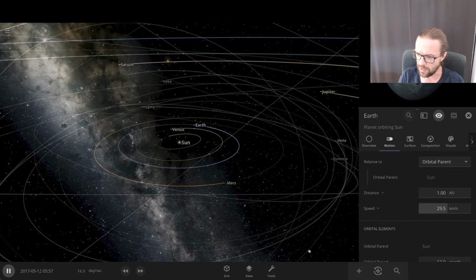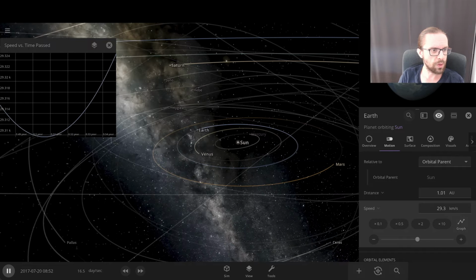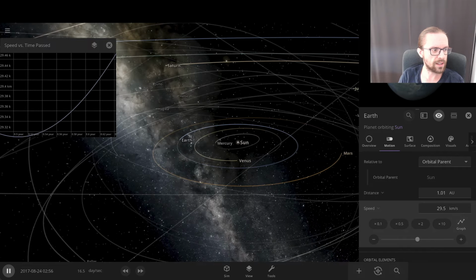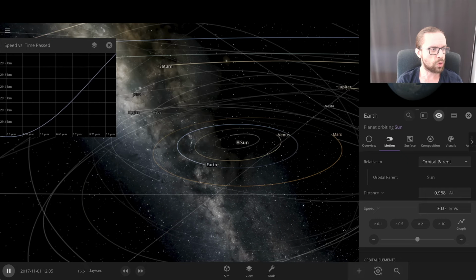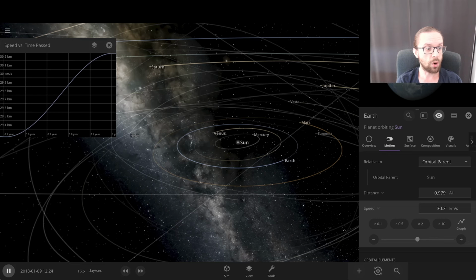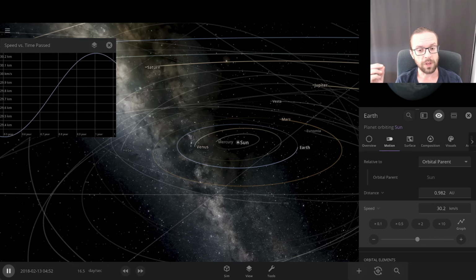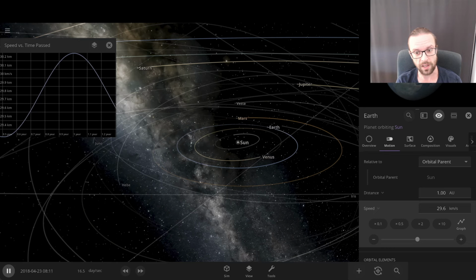Now we can click here on the speed, for example. We take the graph and then we can track it, and we wait for a full year maybe. So it is increasing a little bit over time. Why is it increasing? Because it's getting closer to the sun, and then it's also getting away from the sun a little bit.